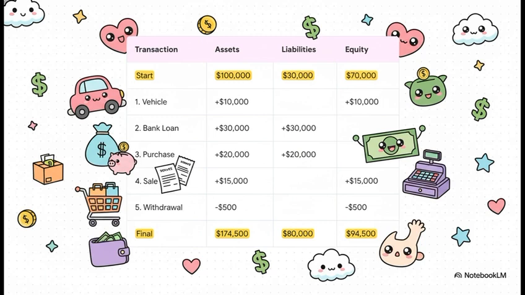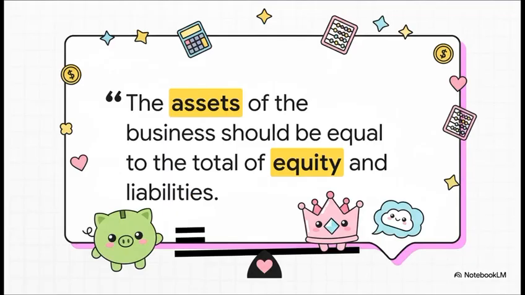So let's do the final math. Add it all up. We have $174,500 in assets. And on the other side, $80,000 in liabilities plus $94,500 in equity, which equals $174,500. It balances perfectly. And this quote right here just sums it all up perfectly.